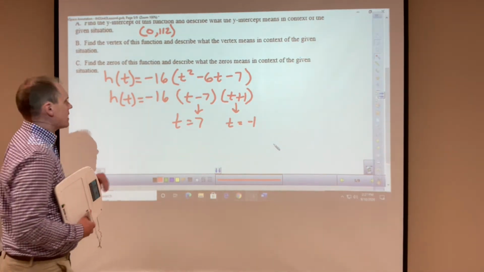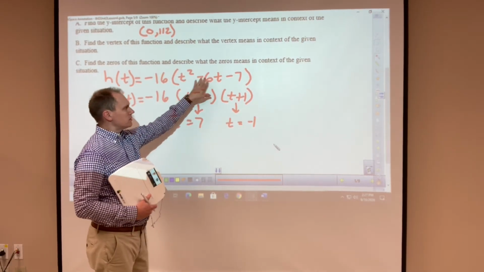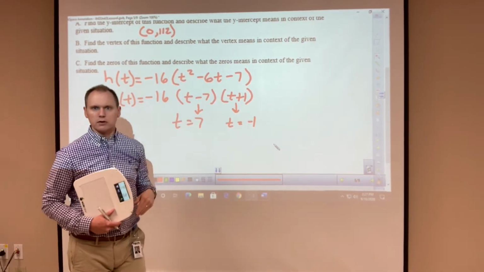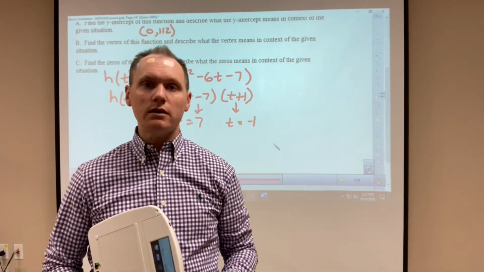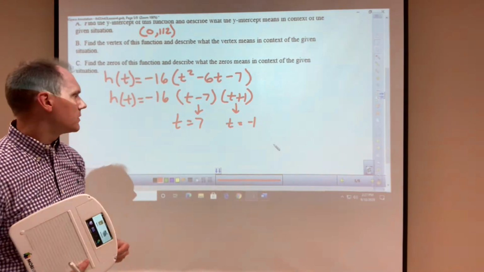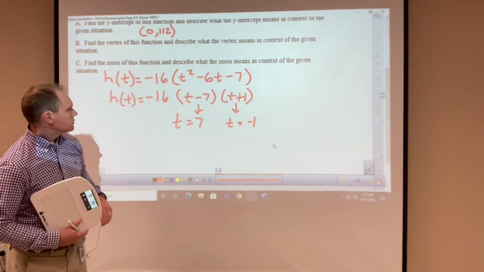So again, just to recap, we factored out a -16 to begin with, which allowed the factoring to go a lot simpler here, a lot quicker. If you wanted to use factoring by grouping, you could definitely do that. It just might take a little bit more time. Always look for a GCF though, if you can, when factoring. So what does this tell us?